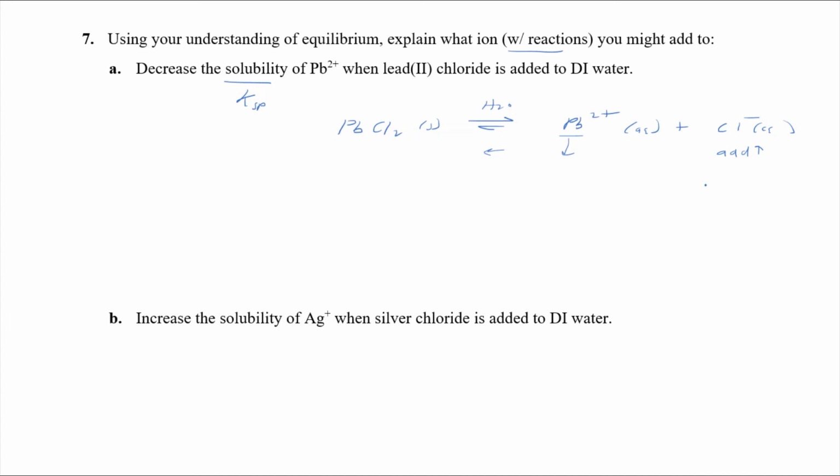And what's a source of chloride? Well, table salt, right? You could add some sodium chloride. You could add some potassium chloride. These are both soluble salts. You add those in as a source of chloride. Common ion, right?